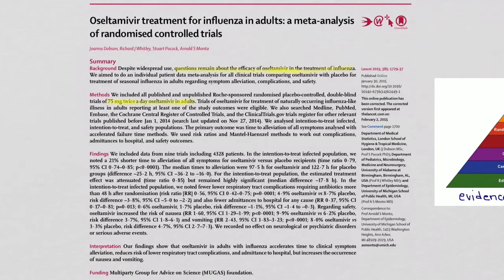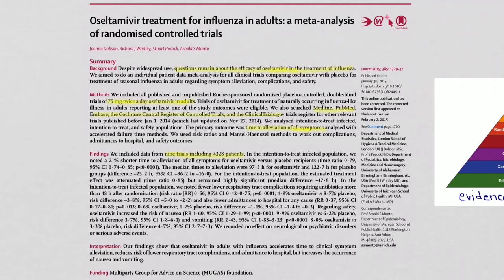Then they're talking about how they found the studies that were published, where they looked for the studies, and then talking about the primary outcome, which is important. So what are they looking at? They're looking at the time to alleviation of all symptoms. So does Tamiflu reduce the time to alleviation of symptoms? Down to the findings, they found 9 trials, which included over 4,000 patients.